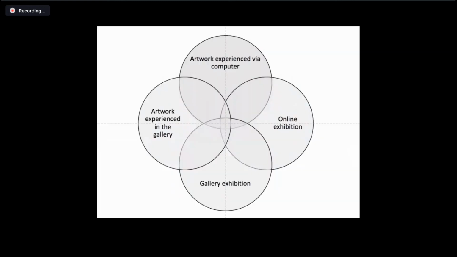This is received wisdom for everyone here, I'm sure, but the boundaries among artwork on the computer, artwork in the gallery, online and offline exhibition, are all very intermingled, and it's not particularly productive to focus on trying to delineate this all very clearly. So even when I'm talking about what's fundamental to online exhibition, we have to recognize that this is a very fluid category.